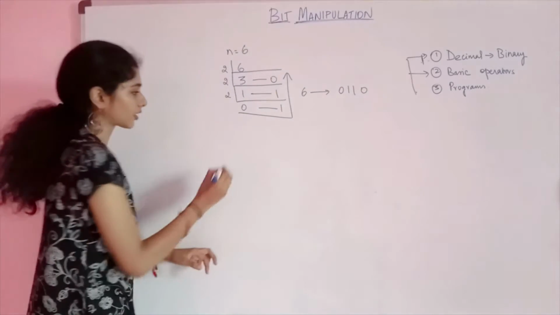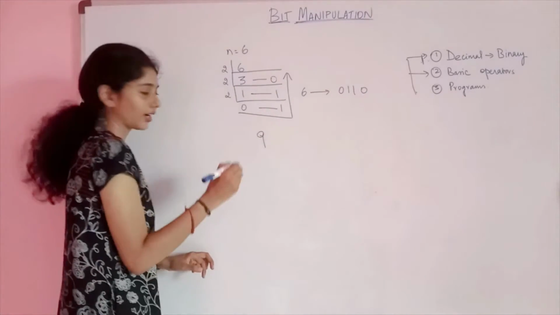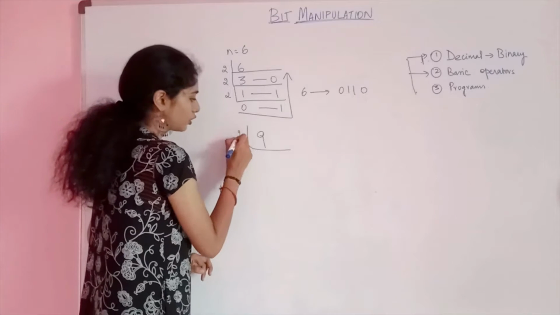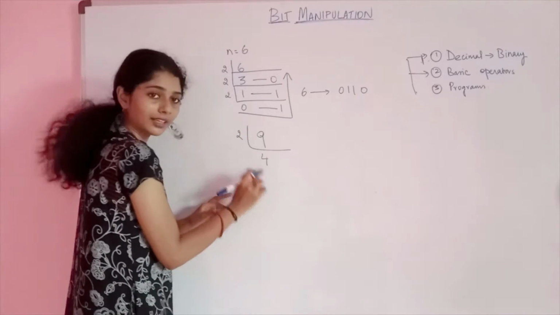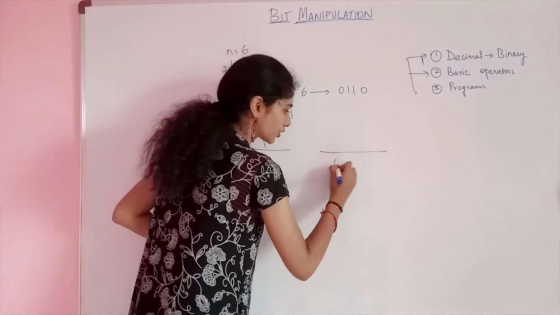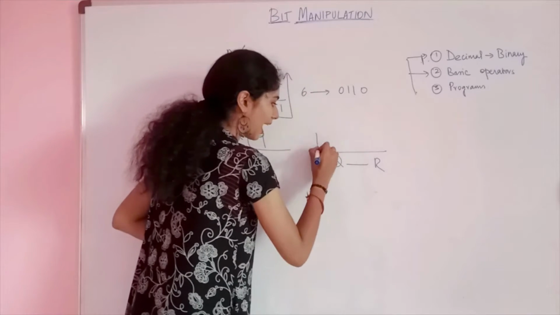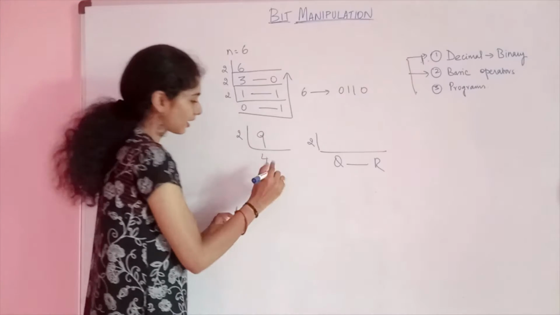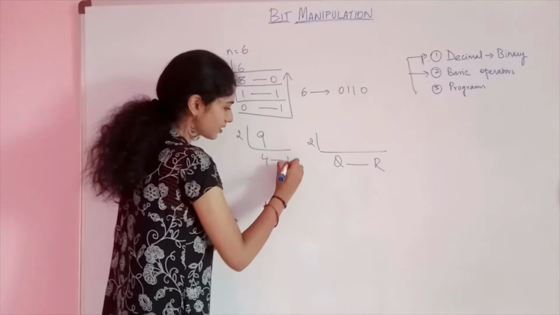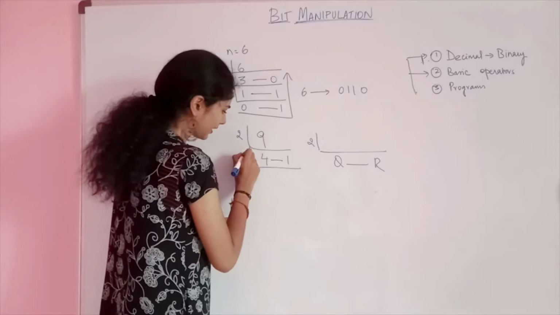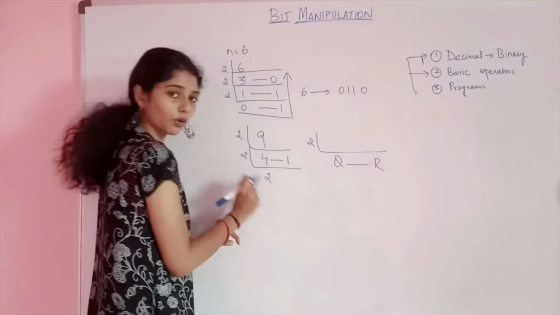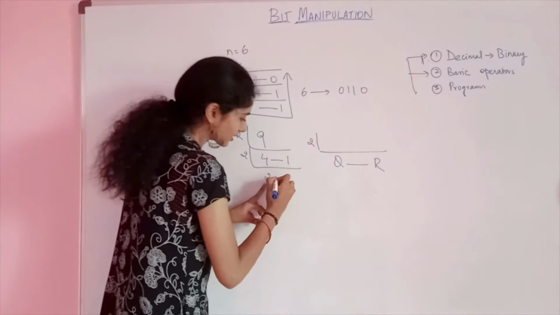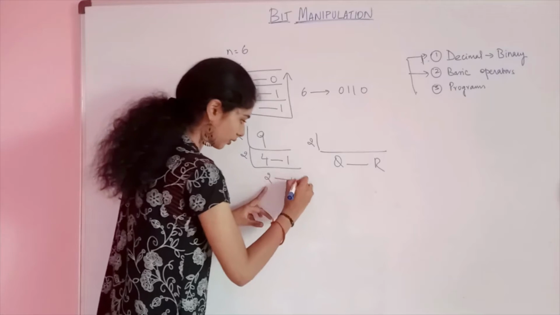Alright, so let's consider another number 9. Alright, so 9. What will happen? 2, 2 4s are 8. Right, so initially you will write the quotient here and the remainder here after dividing by 2. This is the idea, okay? So 2 4s are 8. And so what will happen? The remainder is 1. Again you divide by 2. 2 2s are 4. What is the remainder? The remainder shall be 0.